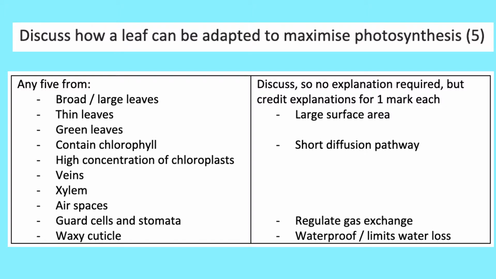Air spaces, so that allows air to move through the leaves very effectively, so carbon dioxide moving into the chloroplast and oxygen leaving. Guard cells and stomata, so we know that stomata are those pores in the surface of the leaf that allow oxygen and carbon dioxide to move in and out of the leaf. And guard cells are those cells that control those openings and can open and close the stomata depending on how much gas is needed and to prevent water loss. And then a waxy cuticle limits water loss, so it means that the plant is waterproof, the leaves are waterproof.